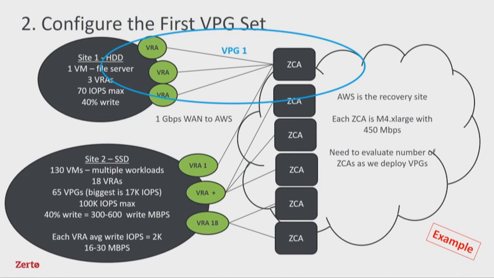So then you would configure your first VPG. It might be a set of VPGs depending on how you've laid things out, but go configure that, wait for the initial sync to finish, monitor what's going on the network, then do your failover test.